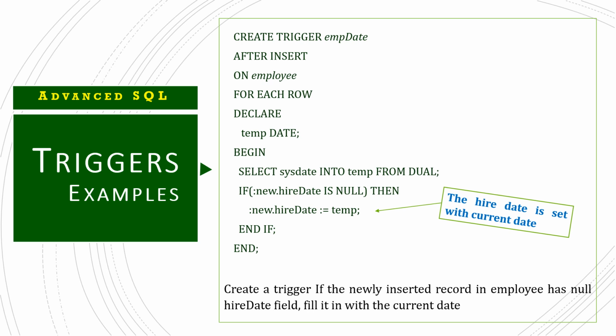So make sure that :new and :old, these two variables, can be used for referring to the old value and the new value.